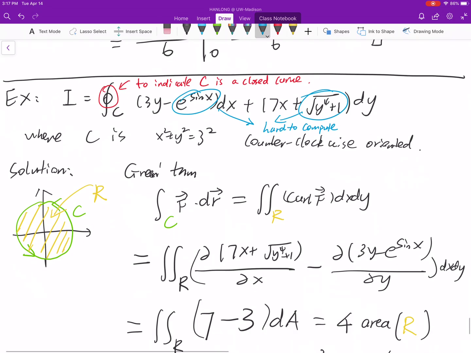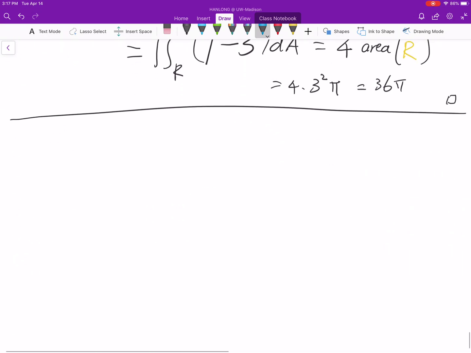Okay, so that's a good point. You have some hard part, and then if Green's theorem just kills out this hard part, this difficult part, then you should apply that. Okay.